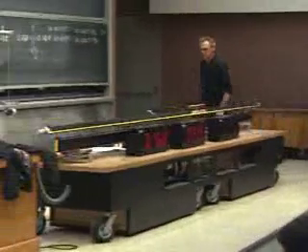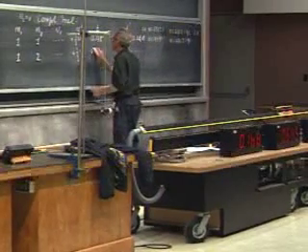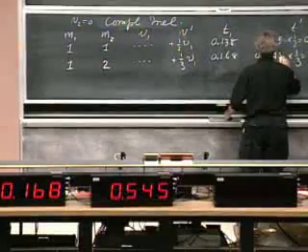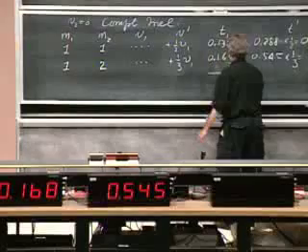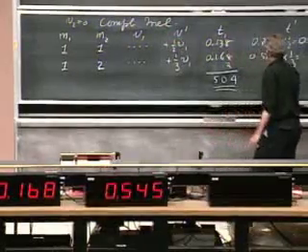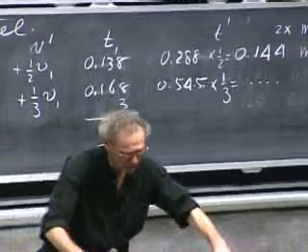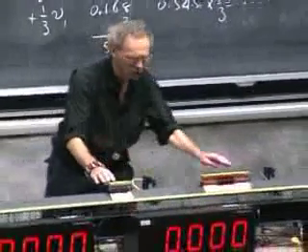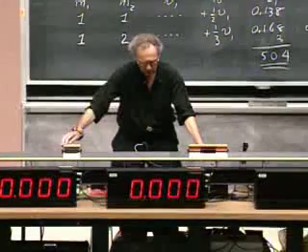168, 545. Multiply this by 3. 504, 545. 8% difference is a little high, but these things can happen. I told you they bounced. I didn't like that, and then they got stuck again. I will do it once more. Maybe I'm a little bit luckier.